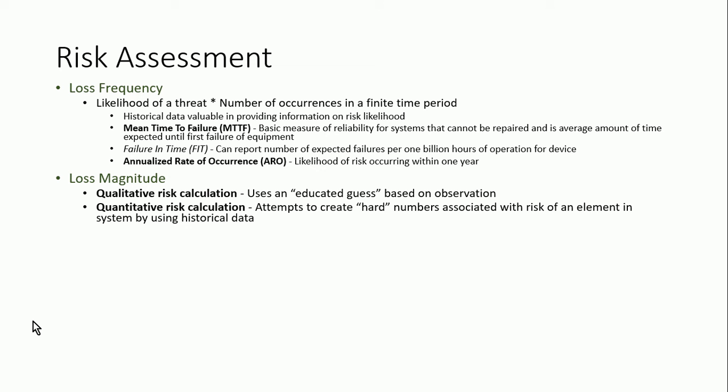So that's qualitative risk calculation. Now, quantitative is much easier. We have hard numbers. We have real value. You have a server, you know what it costs, you know what its value is. If you have a car, you know roughly what the value of your car is.